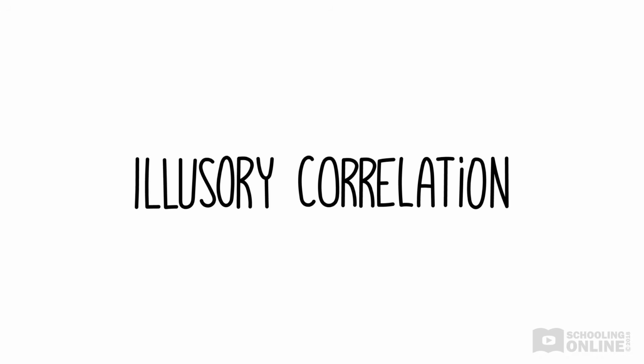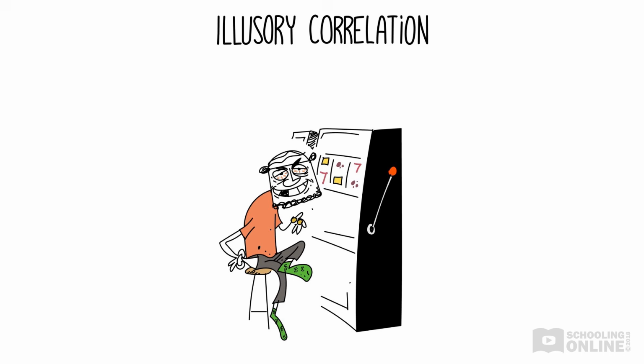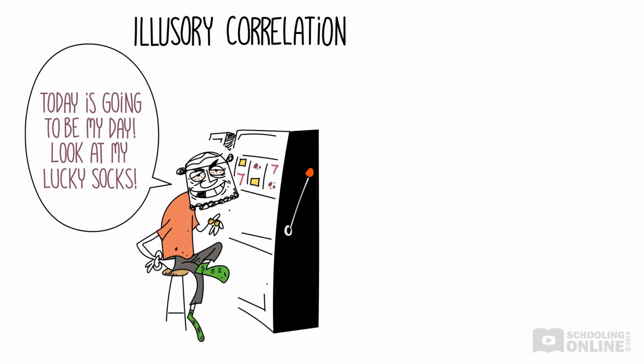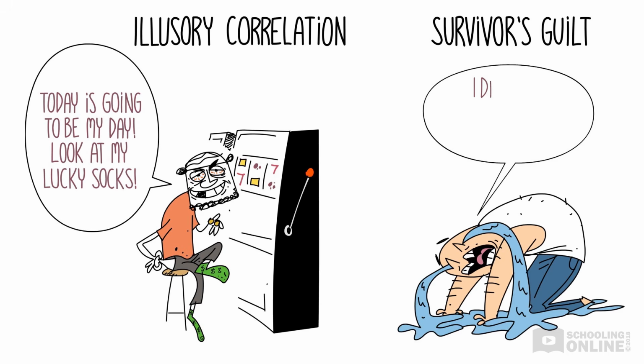Another form of bias is illusory correlation. This is when you think two things are related, even when they're not. Maybe one of your text's characters is a gambler and believes that because he's wearing his lucky socks, he's destined to win big today. Or maybe your character has survivor's guilt, which is when he feels responsible for someone else's death when he actually played no part.